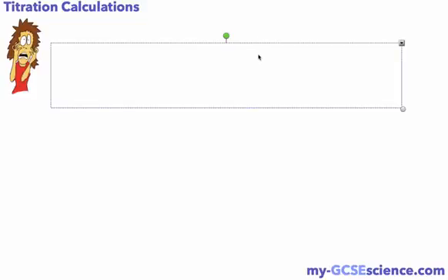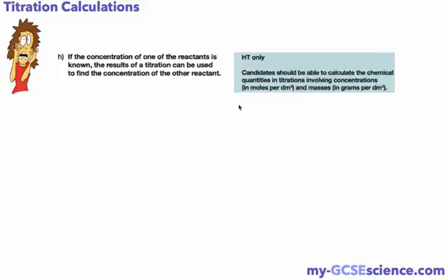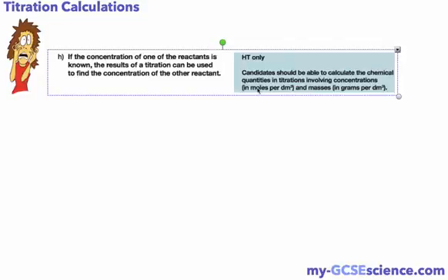Now the spec actually says that you need to be able to calculate quantities in titrations involving concentrations, which are in moles per decimeter cubed, and masses, which are in grams per decimeter cubed. And we should also be able to work out an unknown concentration if we have some data about the other reactant in a titration. Now let's just get that out of the way for a sec.